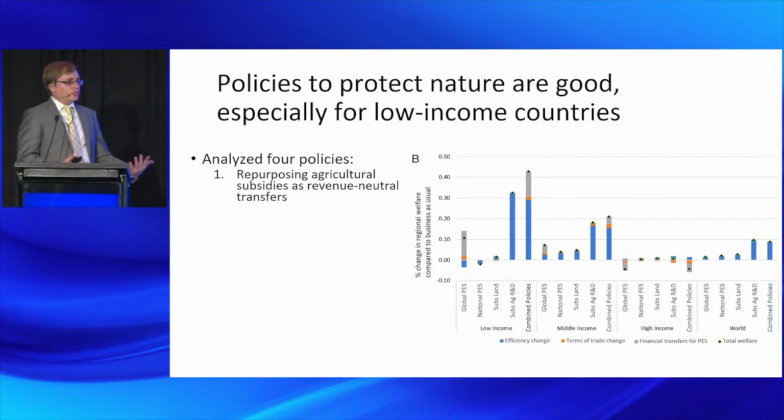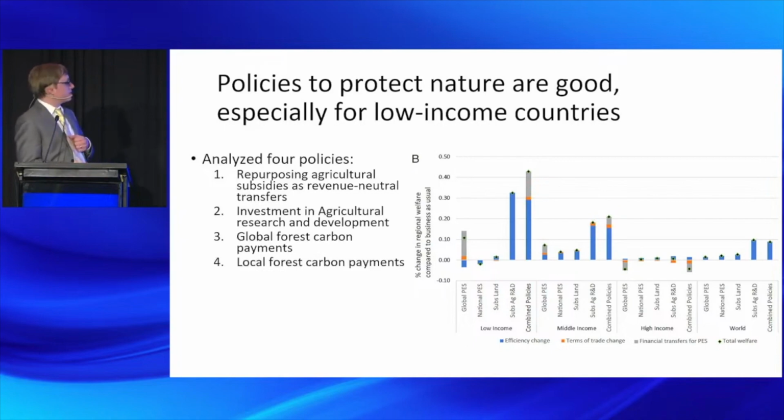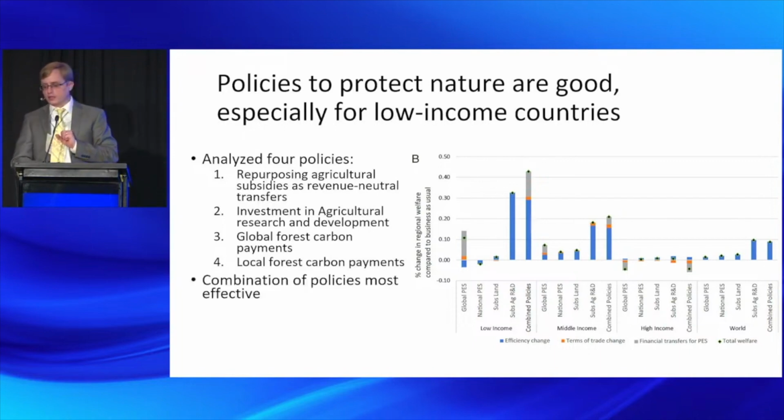Besides just finding that nature matters, though, we also tried to establish what policies might do and who they would be best for. And so we analyzed 4 policies. The first was repurposing agricultural subsidies as revenue-neutral transfers, or investments in ag R&D, so I was glad to have our plenary talk on that, or 2 different forms of payments for ecosystem services, where in the first one, the global community is responsible for funding it, and in the second one, the nation itself is responsible for funding it.